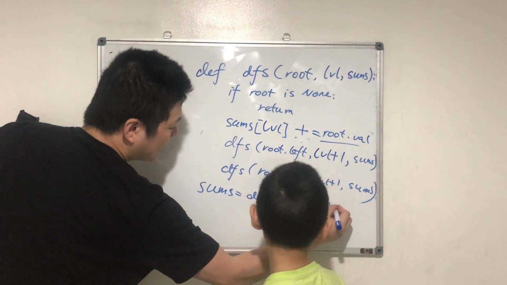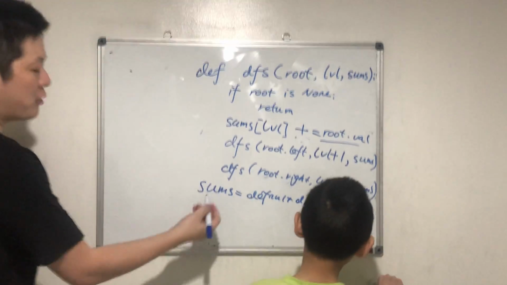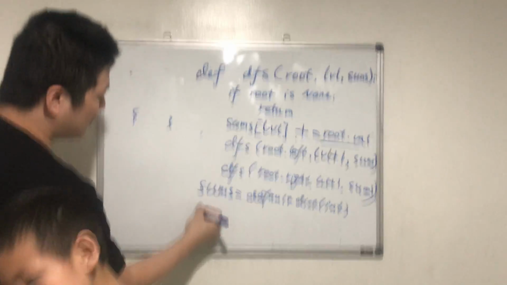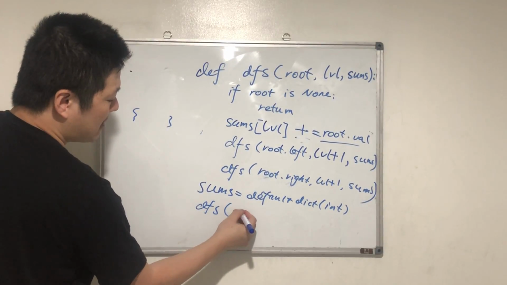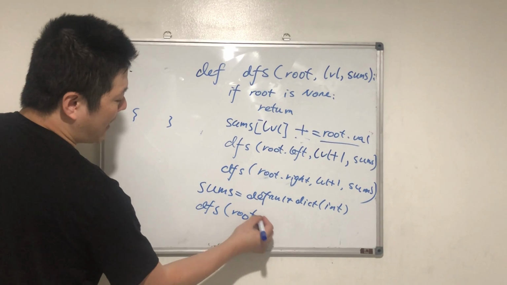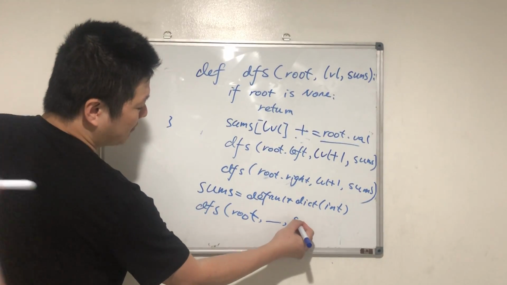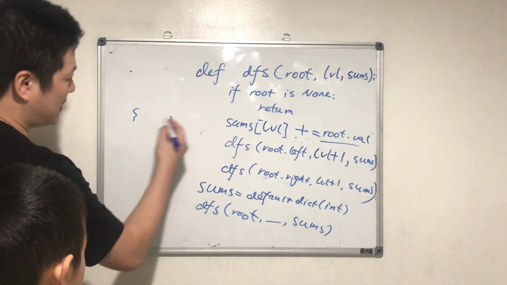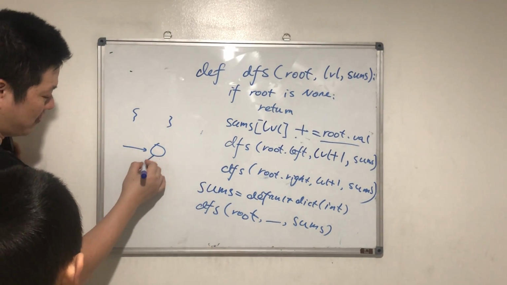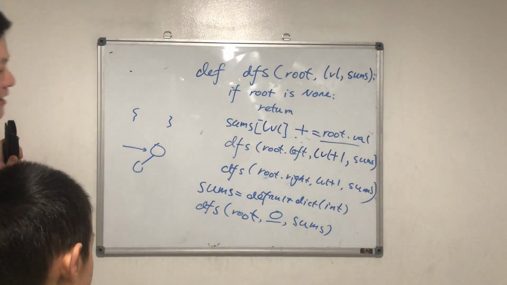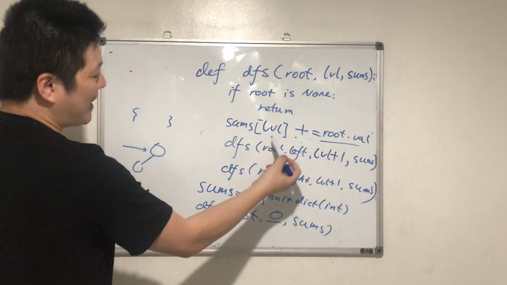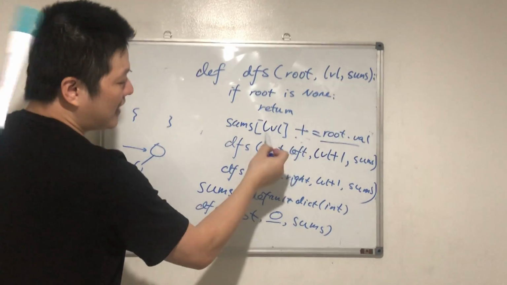defaultdict and int. Okay, then that will create a dictionary with the integer by default. And then I just need to do this, depth first search on the root. What should I pass with the level? And then sums. At the beginning, what's the level of the root? 0. Yeah, put a 0 here. So you will recursively call this. If your root is none, then just return. Otherwise, I would add the level.